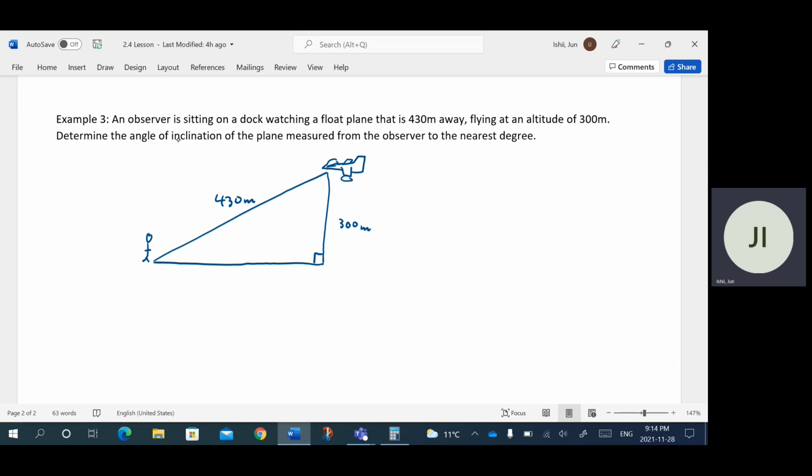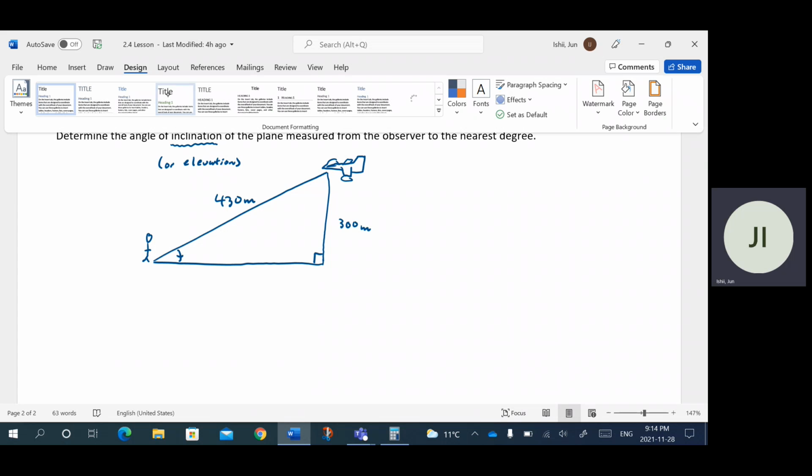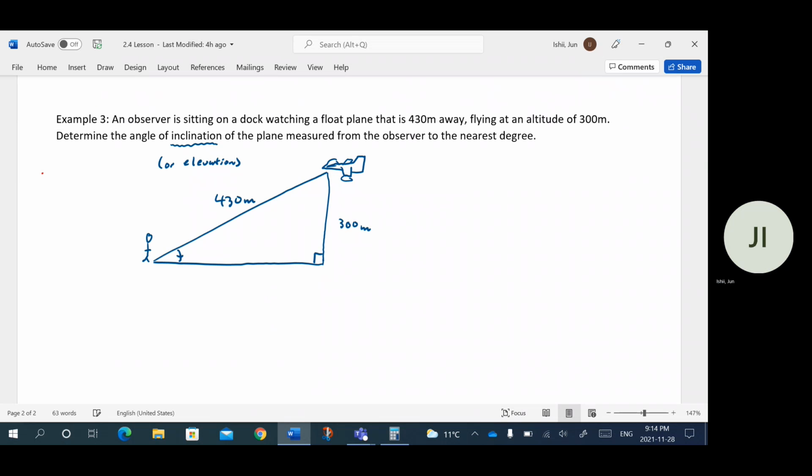Now the angle of inclination is sometimes called the angle of elevation. It is the angle between the horizontal, the flat line, and looking up. So in other words, it's asking you to find this angle here. This is the angle of inclination. Now that I've set up the diagram, I'm going to label the sides. Across from the 90 degrees here is my hypotenuse. And this angle is the angle I'm looking for.